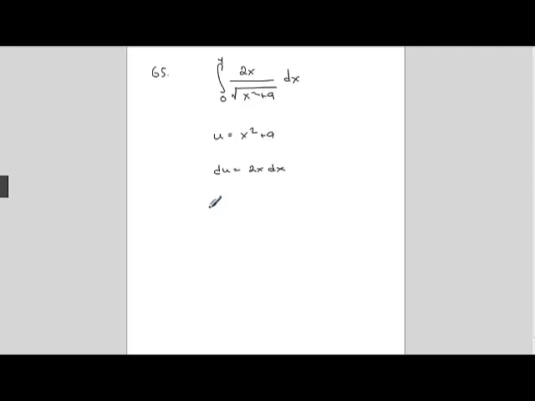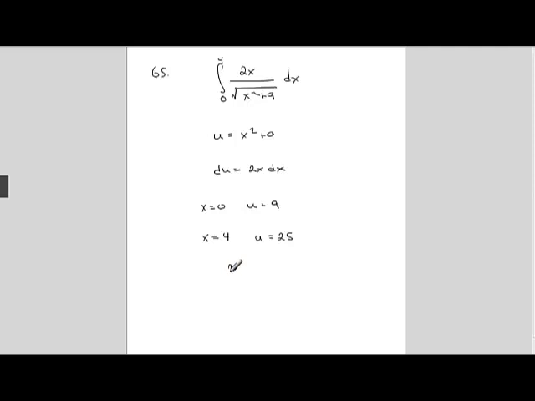So we have to change our limits first. So x equals 0, u is equal to 9. We just put 0 in and we get 9. x is equal to 4, we get u is equal to, that'd be 16 plus 9, which is 25. Because this already matches up identically, we don't have to do anything to it.